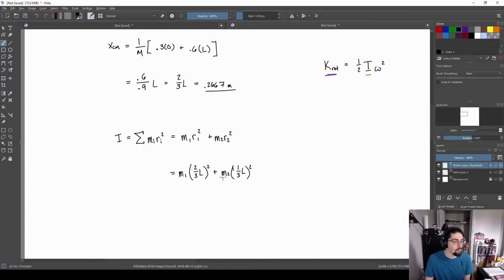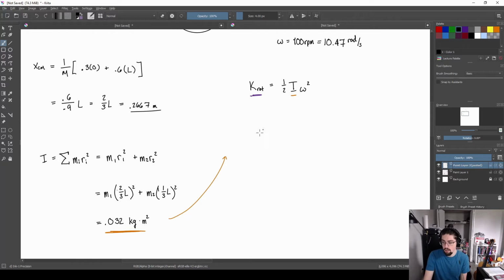At the end of the day, we plug all of these things in, and what we should find is a number something like 0.032 kilogram meter squared. We have our quantity for I, we have our quantity for omega. All we need to do now is plug those two in, and we should get that our rotational kinetic energy is something like, where did I draw this number? 1.754 joules.